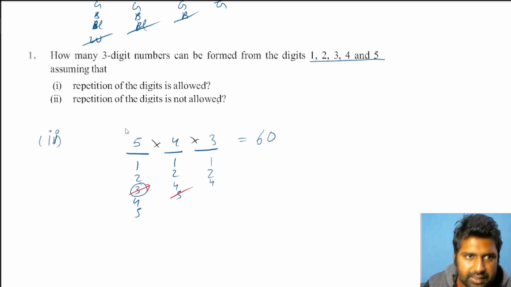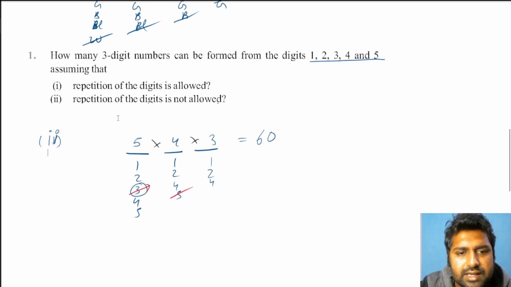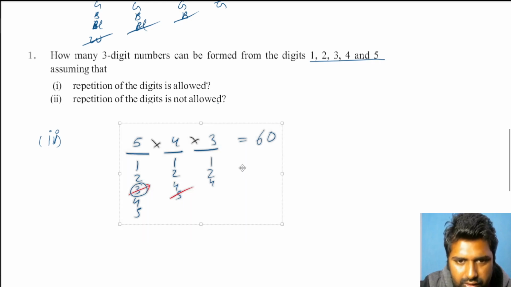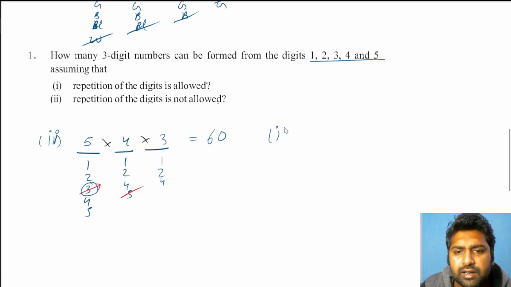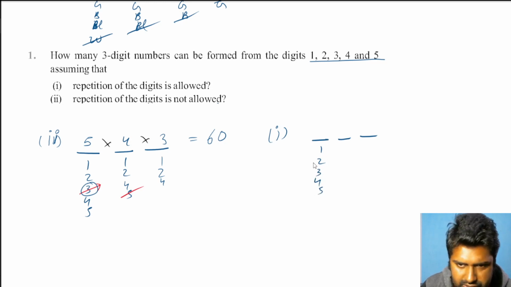For the first part, you don't have to change the method. All you have to do is slightly change your thinking or thought process. So what if the digits were being repeated? Again, we are writing a 3-digit number. We'll write the options 1, 2, 3, 4, 5. Now one of the numbers will be used. So as such, there are 5 options. So I'll write 5. But I will not cut 3 this time, because digit repetition is allowed. That means even if 3 is used here, still 3 can be used in the second position also.